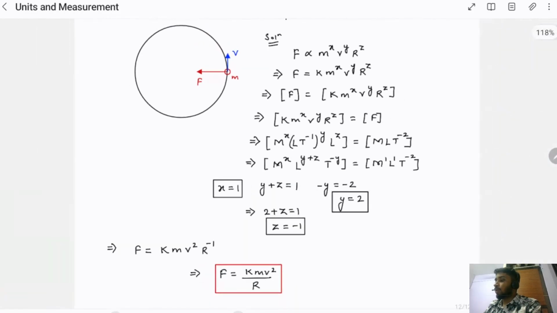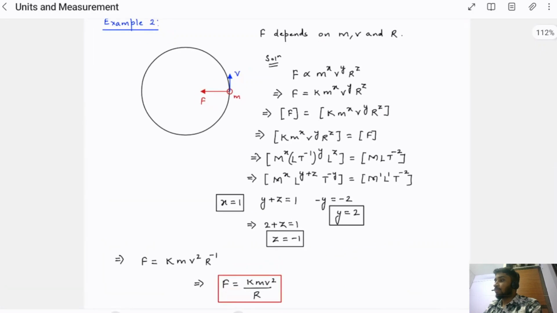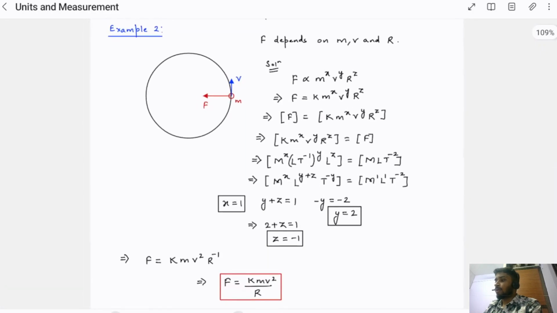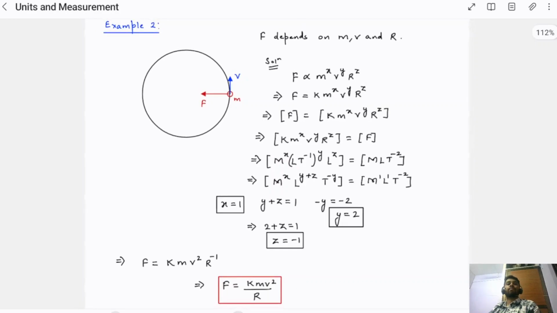I'll just zoom out a bit to get a glance at the complete solution. Fine. If you need, you can take a screenshot. Now we'll go for the next question.